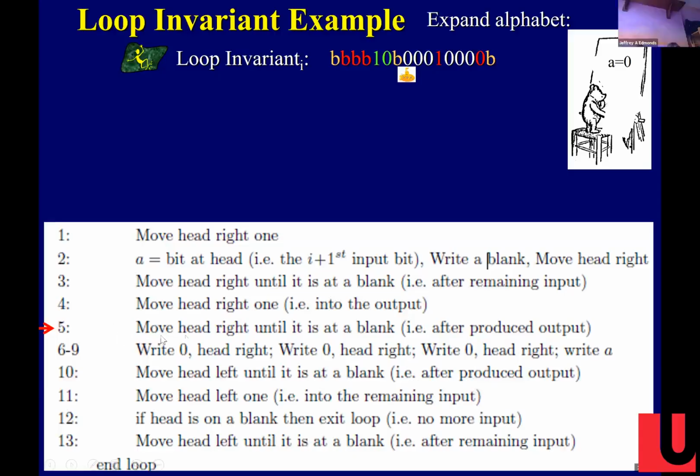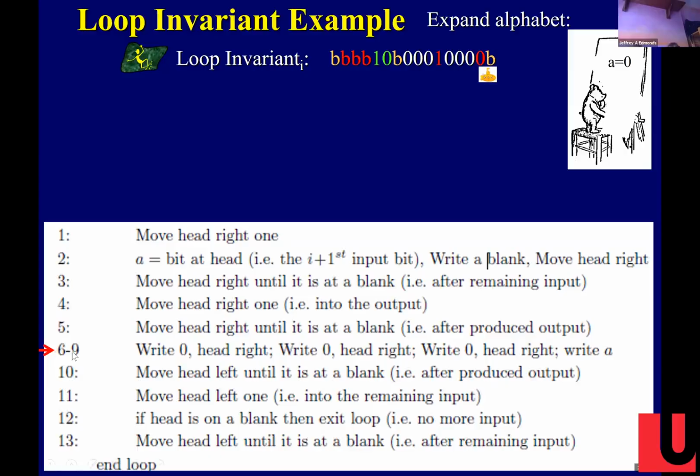Line 5 moves the head right until it's at a blank, i.e. after the produce output. This is the produce output. I'm going to keep moving right until I get to a blank, right? So let's do that. Bang. Now I got to a blank, and I'm now on line 6, right? Everybody good with that? Yeah.